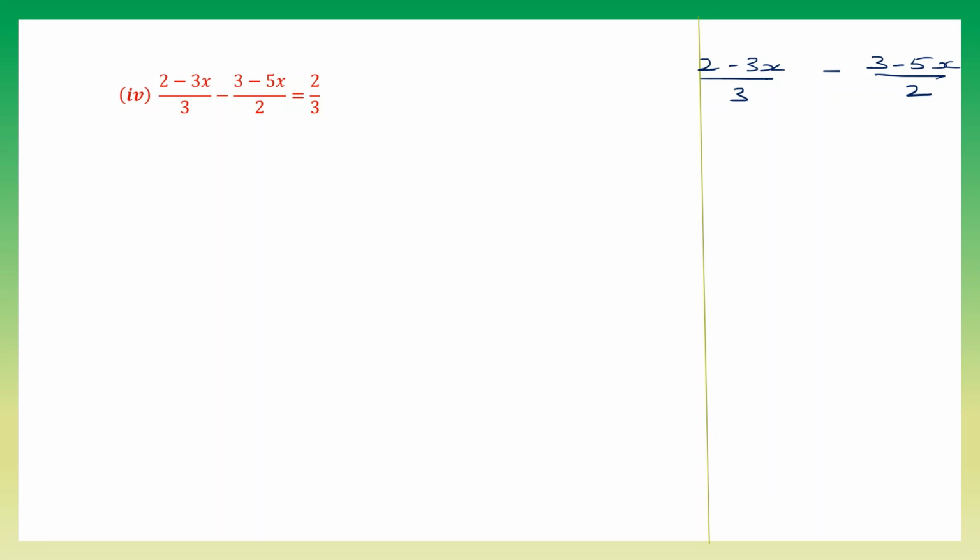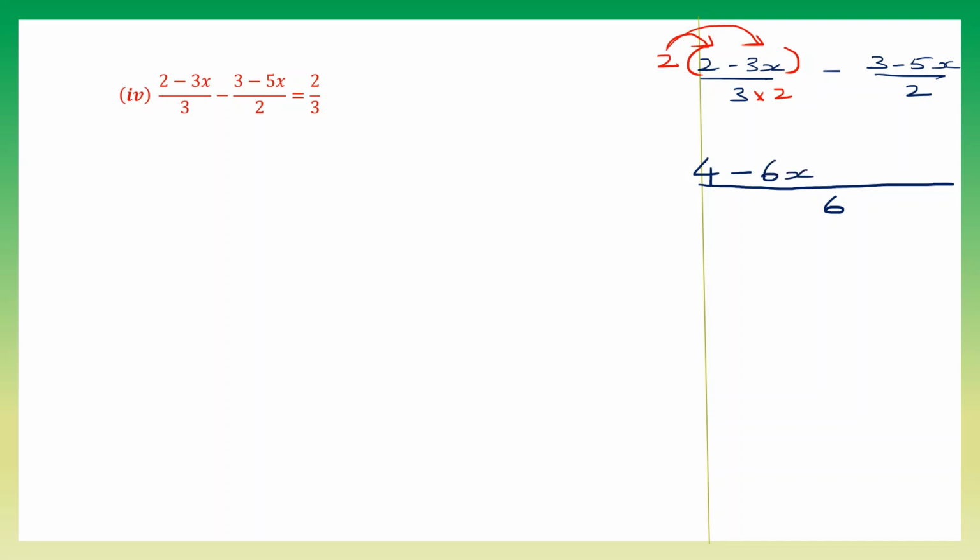And since 3 and 2 are both prime numbers, the LCM of prime numbers is the product of those two numbers. So we just have to multiply. 3 2s are 6. So I've got my LCM as 6. Now 3 into 2 is 6. So I need to multiply this whole thing by 2. So 2 into 2 first and then 2 into minus 3x. So 2 2s are 4. Then 2 into minus 3x will be minus 6x.